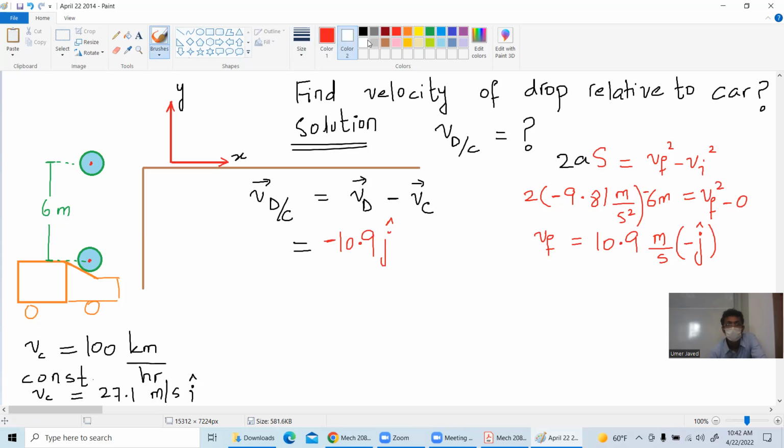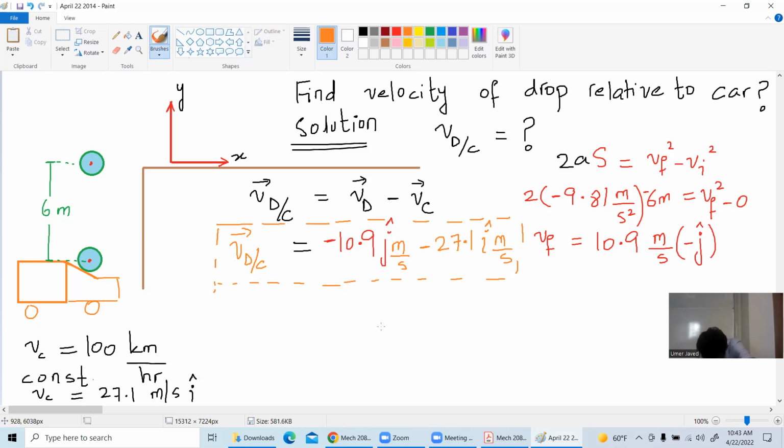Oh, this whole thing has really confused me. Okay, meter per second minus VC is 27.1 meter per second in the i direction. So we have VD with respect to C, which comes out to be this answer of minus 27.1 i minus 10.9 j. Does it make sense? Oh yeah, it does.